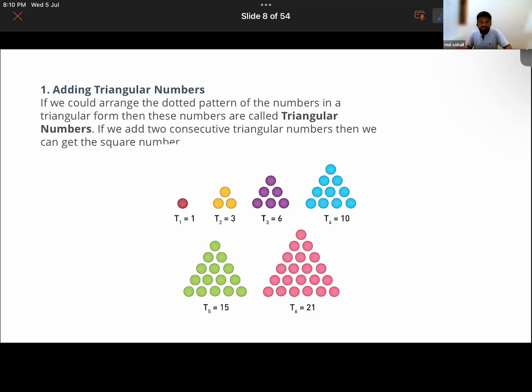If you add two triangular numbers, then what do we get? Suppose you add 3 and 6 here. 3 plus 6, you get 9. You add these two numbers, 6 plus 10, you get 16. You add these two, 1 plus 3, you get 4. So upon adding triangular numbers, we are getting a square number here, right? The square of 2, the square of 3, the square of 4. So that we also discussed.